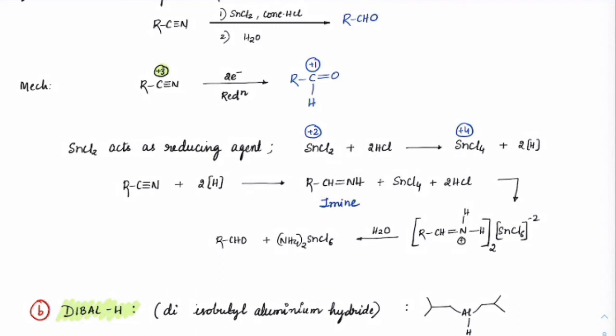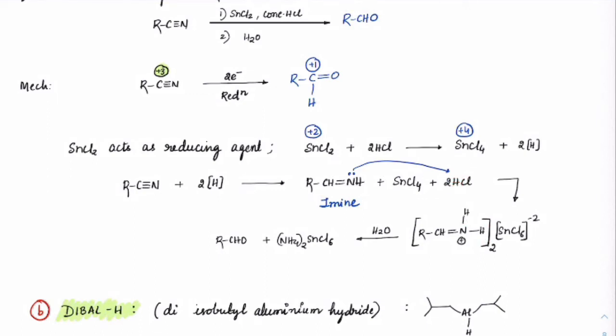So imine formation is observed. Now in the solution we have imine, we have SnCl4, and we still have HCl left, correct? SnCl4 again reacts with HCl, it will form SnCl6 2-, and releases H+. That H+ will be attacked by the lone pair present on nitrogen, and you will have that H+ here on nitrogen with NH2+.